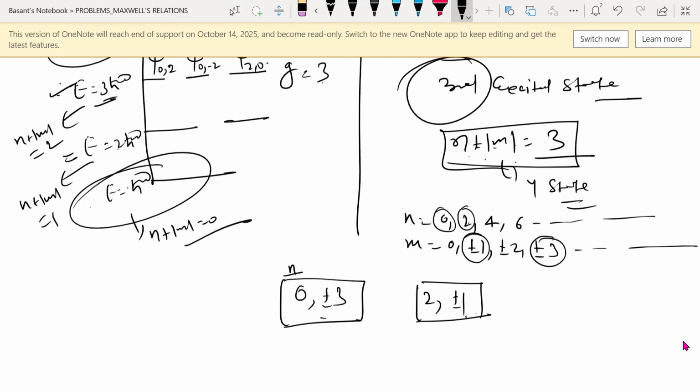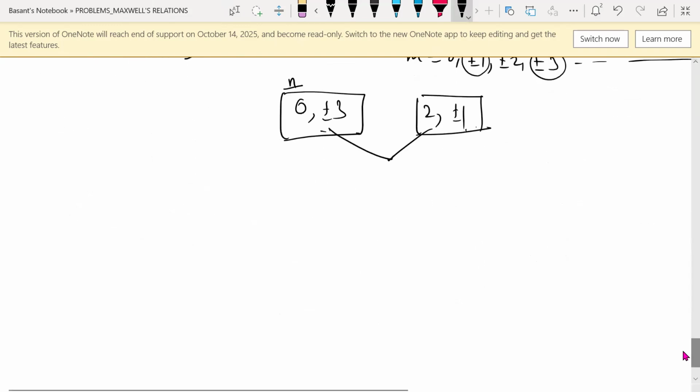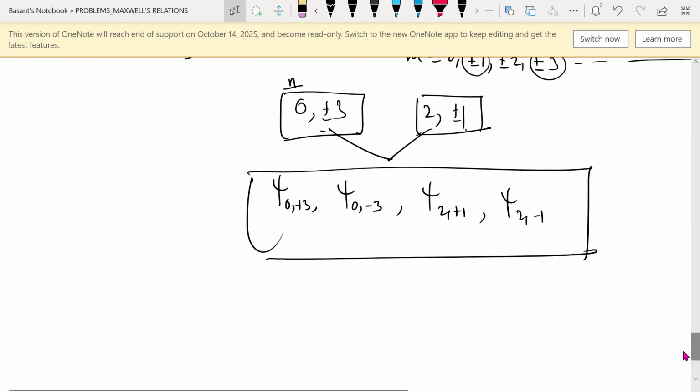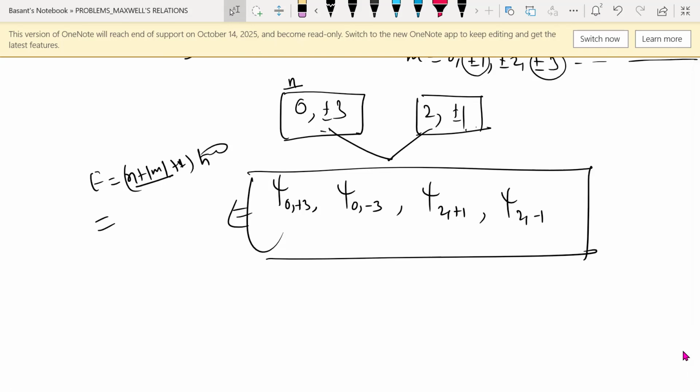Hence, there are 4 degenerate states possible. That is psi (0, +3), psi (0, -3), psi (2, +1), and psi (2, -1). And all have the same energy eigenvalue, that is (n plus mod m plus 1) ħω, and this is equal to (3 plus 1) ħω. This is 4ħω. This is your third excited state.